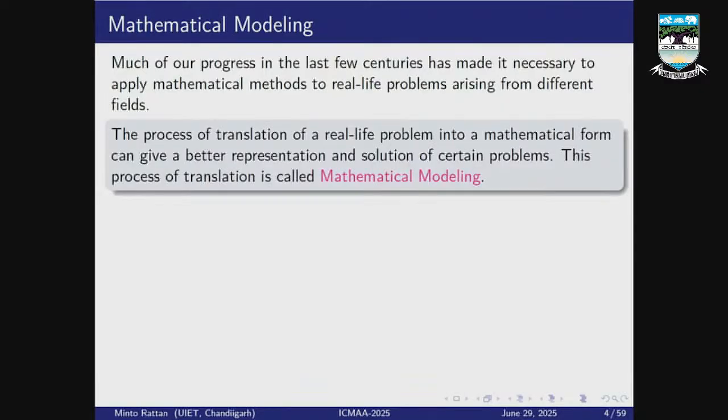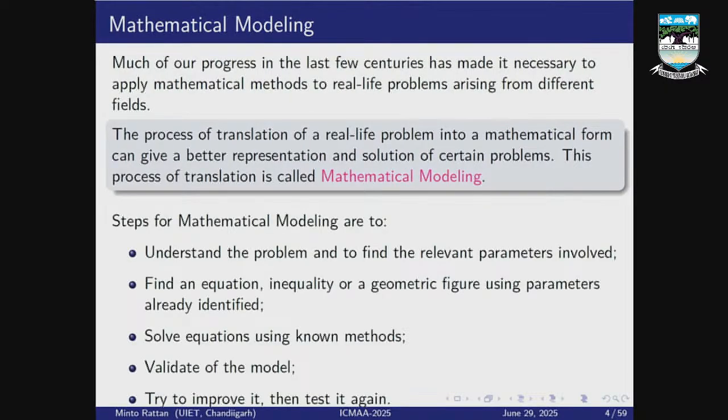The process of translating a real-life problem into a mathematical form can give a better representation and solution of certain problems. This process of translation is called mathematical modeling. For modeling, the first step is to understand the problem and to find the relevant factors or essential parameters involved. The next step is to find an equation, an inequality, or a geometric figure using the parameters already identified. Then, to find the solution of the problem, one has to do some mathematical operations, which involve solving an equation, calculations, or applying methods or theorems that already exist.